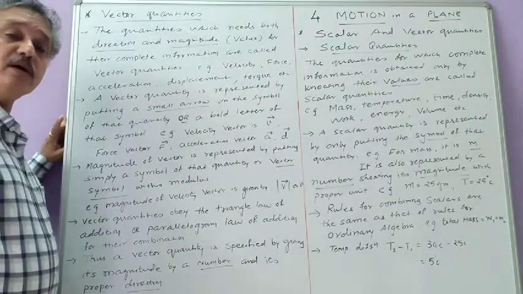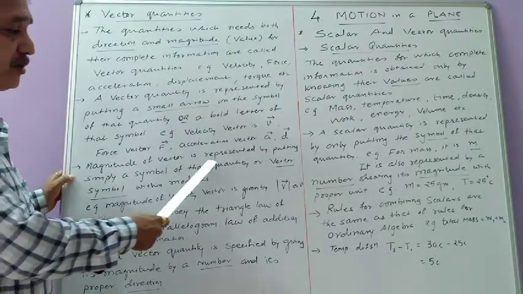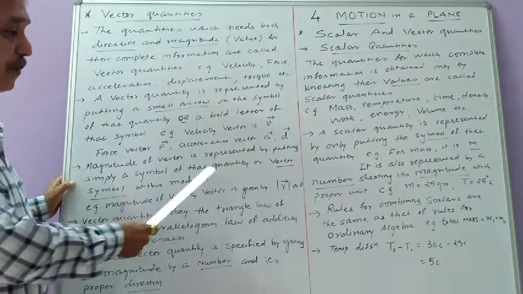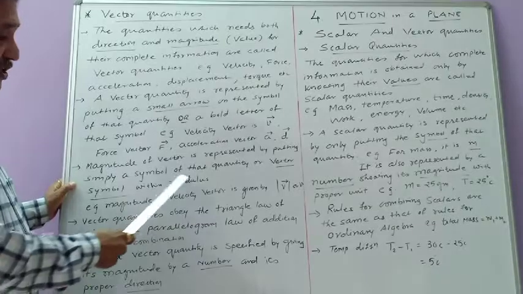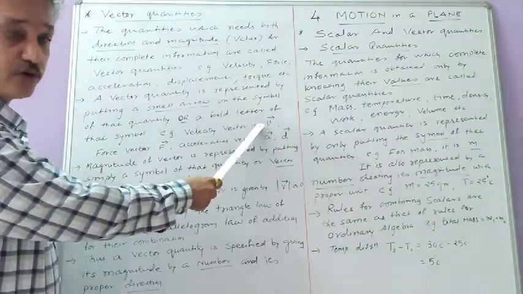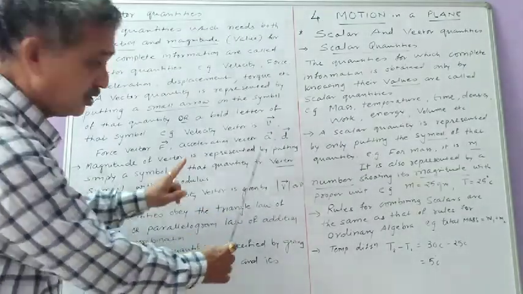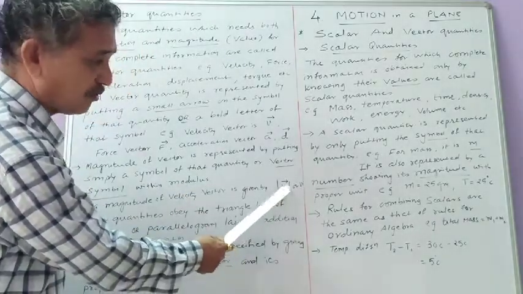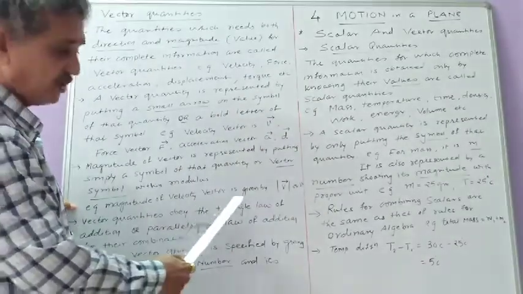Then, how is the magnitude of a vector quantity represented? The magnitude of a vector quantity is represented by simply putting the symbol of that physical quantity, or the vector symbol within the modulus. Say you want to write the magnitude of velocity, then you can use simply small v, or you can use two small vertical bars in which you put the symbol of vector v. So this is the representation of the magnitude of a vector quantity.